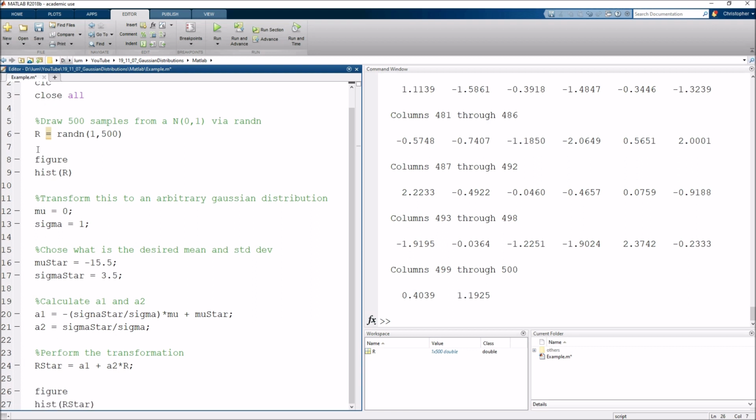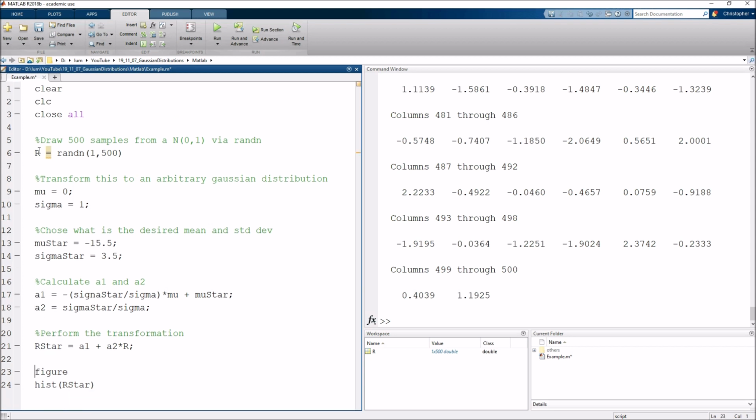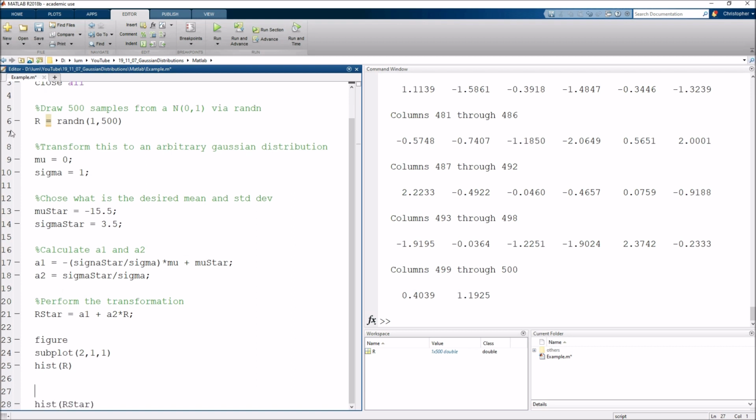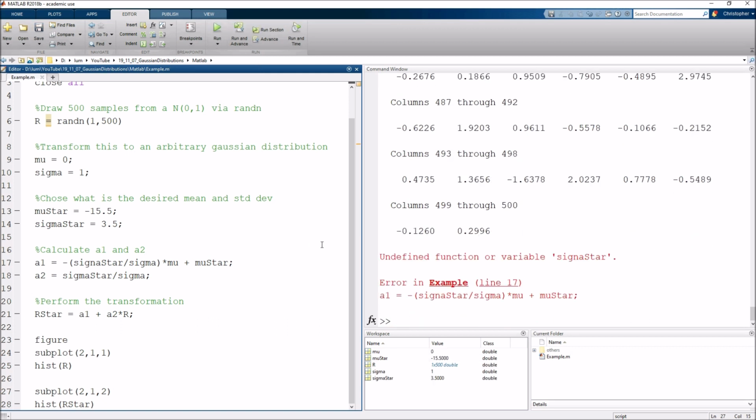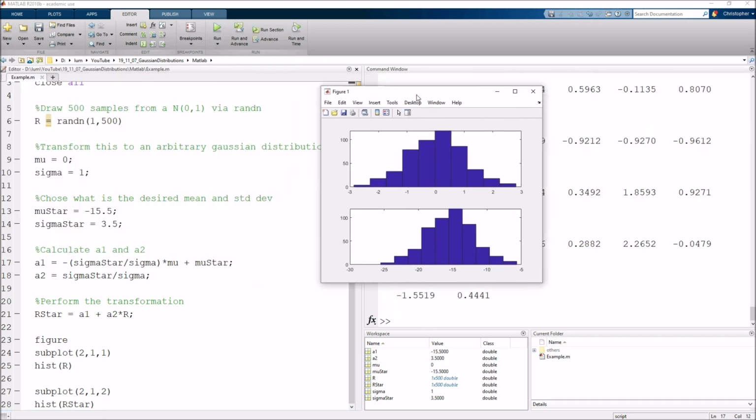Actually, you know what? Let's plot these two on top of each other. I'm going to delete this. Let's come down here, and I'm going to make a subplot 2 by 1 by 1. Let's histogram the original R, and then underneath of it, let's make another subplot, and we'll look at R star. Okay, and whoops, I spelled something wrong. Sigma instead of signa. There we go. Okay, sigma. There we go. And if I run this, you look at this.